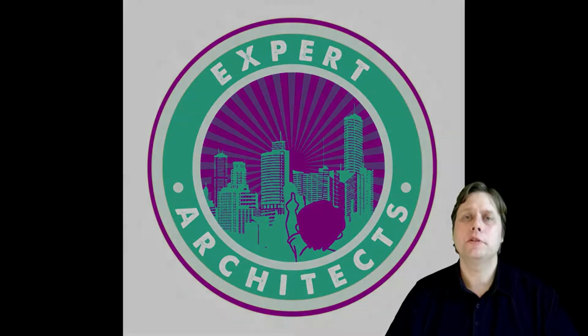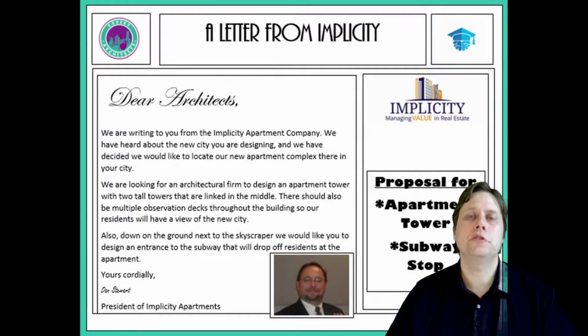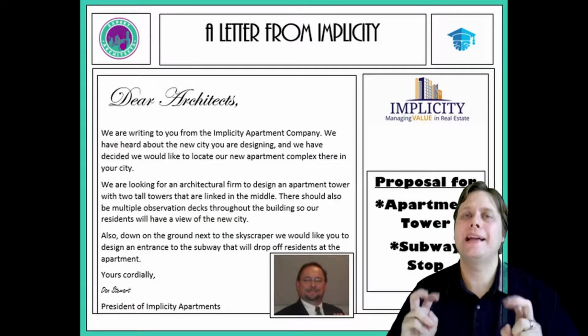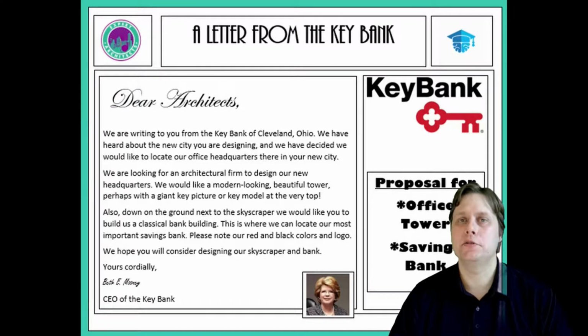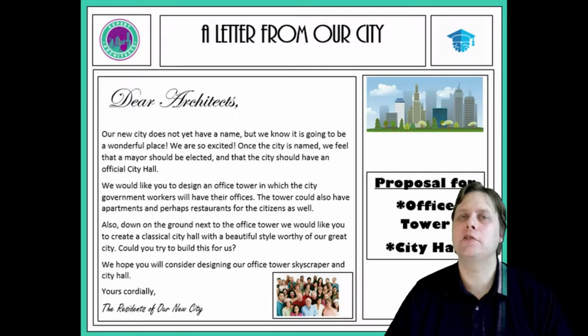So the students are going to have a chance to choose some different letters from what we call clients. So they're all fictitious letters from clients, and they're going to have a chance to read them over and then choose which one they want to do. So for instance, there's a letter from a client from a fictitious bank asking for them to build a bank building and a skyscraper for their bank. There's another from a fictitious city asking for a city hall and a skyscraper office tower behind it.